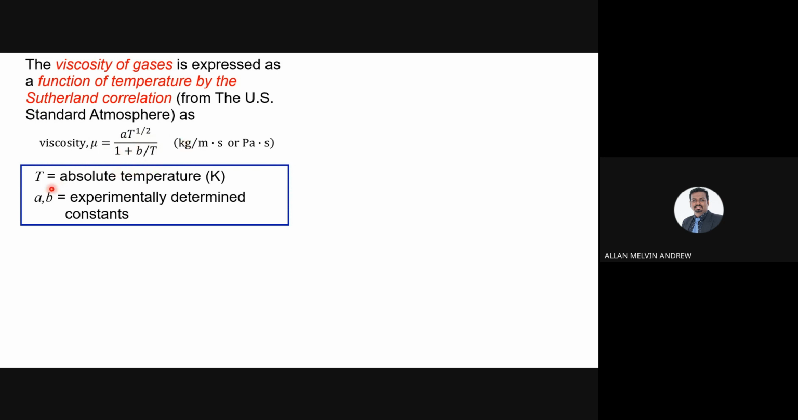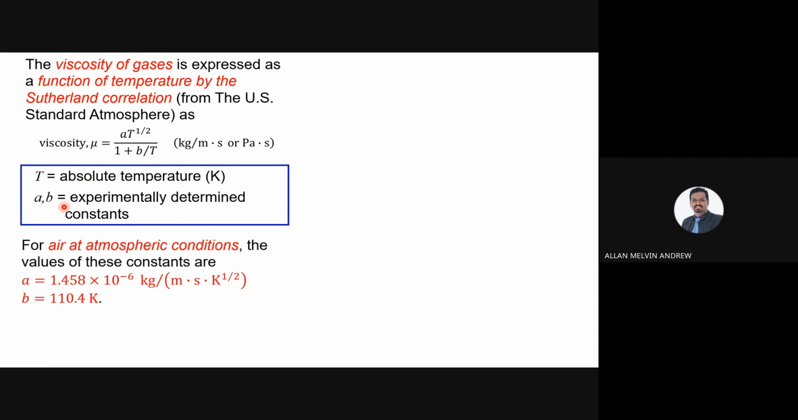Okay, so what is T? T is the absolute temperature in Kelvin, and A and B are the experimentally determined constants. Usually if there are any possible questions from this part, they will give you all these values to calculate. For air at atmospheric condition, the values of these constants are A equals 1.458 times 10 to the power of negative 6, and B is 110.4 Kelvin. These are the important information that can similarly be given for your question.